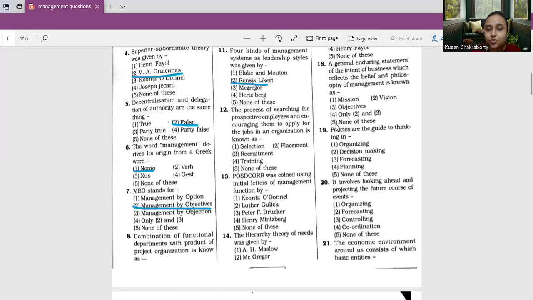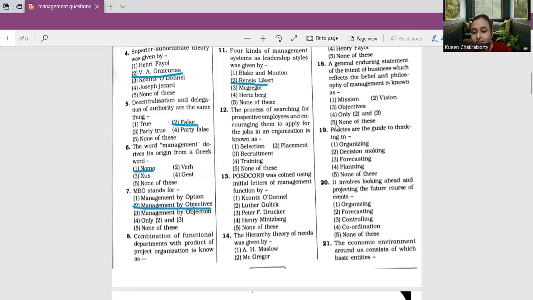Next, moving on to question number 12. The process of searching for prospective employees and encouraging them to apply for jobs in an organization is known as: selection, placement, recruitment, training, or none of these. Let's go to the insight of the question. The process of searching for prospective employees and encouraging them to apply for the jobs.